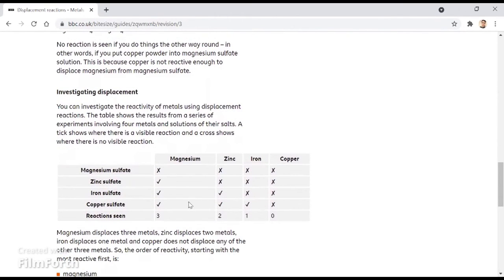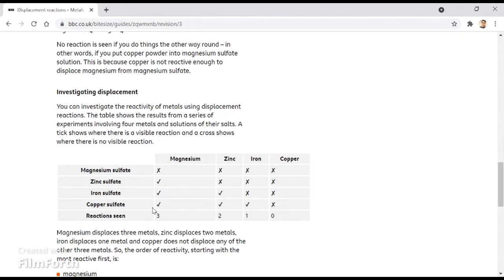Here you can see that we have all these solutions: zinc sulfate, iron sulfate, magnesium sulfate, copper sulfate. Magnesium, zinc, and iron metals are separately placed in these solutions. Magnesium will not react with magnesium sulfate. Magnesium will react with zinc sulfate. Zinc will not react with magnesium sulfate. Those which are less reactive do not react with magnesium or zinc sulfate.